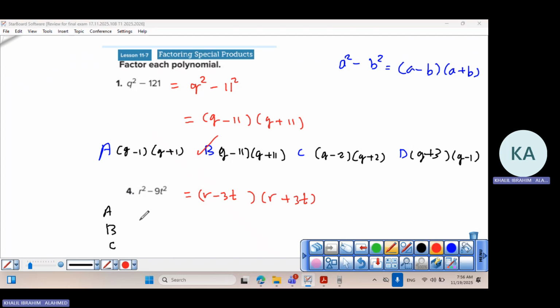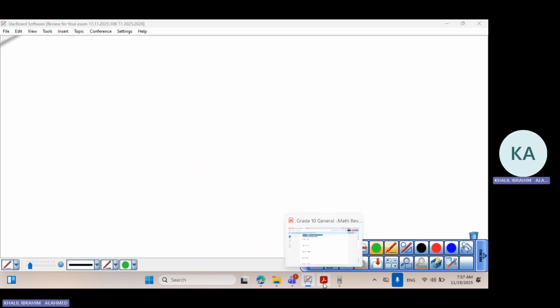Okay, this is here, I think, R plus 9t times R minus 90. Okay, or here R minus 3 times R plus 3. Also here R plus 3t times R minus 3t. Which one is right? C. Okay, correct answer. Let's move to the next question.